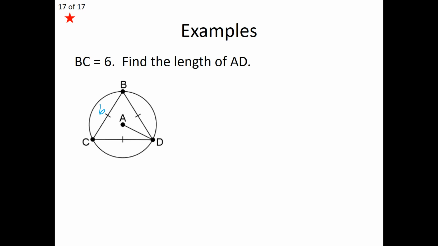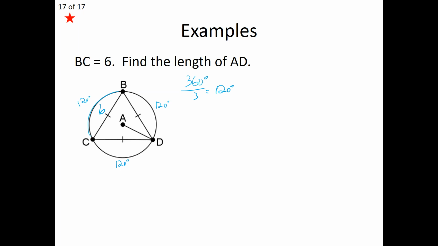So first off, we have this regular polygon BCD, which is cutting our circle into 3 arcs of equal measure. Basically we're taking 360, dividing it by 3, which means each arc is 120 degrees. So this arc is 120, this arc is 120, this arc is 120. What we're going to do is find the missing length of AD.